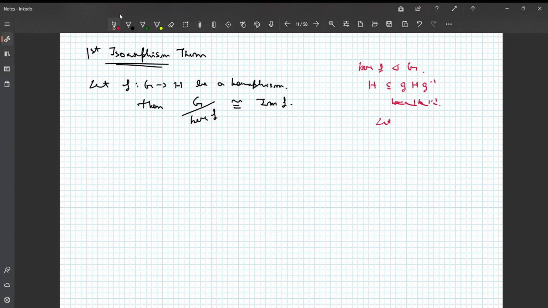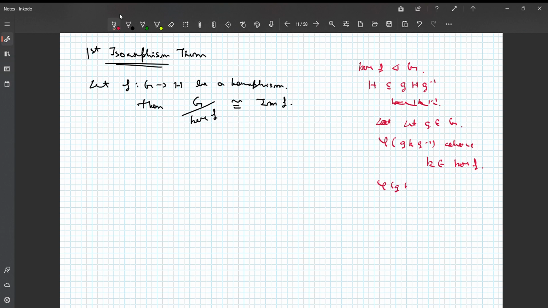Okay. So let g be in G. What is the mapping phi of g k g inverse, where k is an element from the kernel of f?